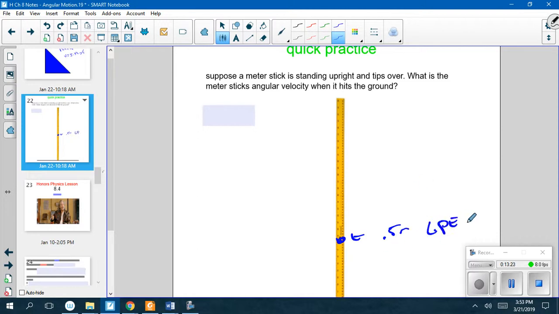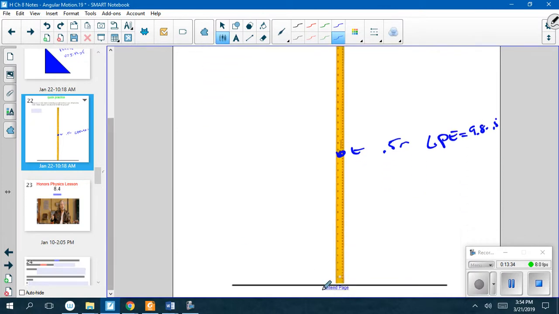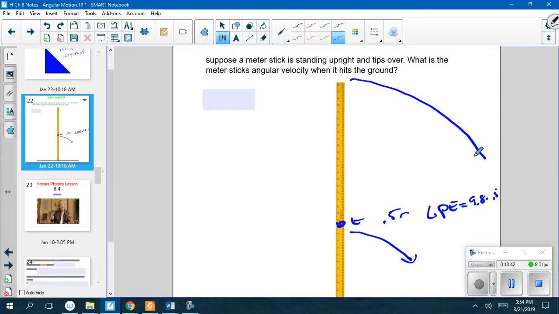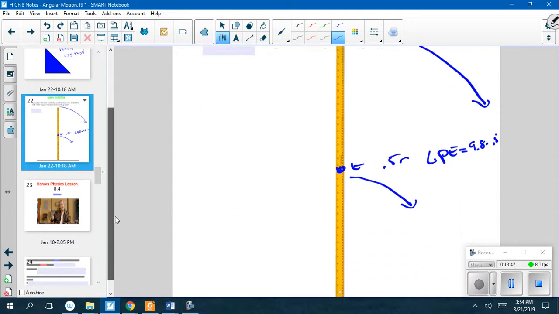All right, let's deal with one more real fast. I realize this is going a little long, and I'm sorry. I just want to get through all of the examples. So this is a meter stick. And it's not rolling. In fact, it's going to fall around its center of gravity, which should be right around here, at the 0.5 meter mark. That means all of its gravitational potential energy is going to be from this height.